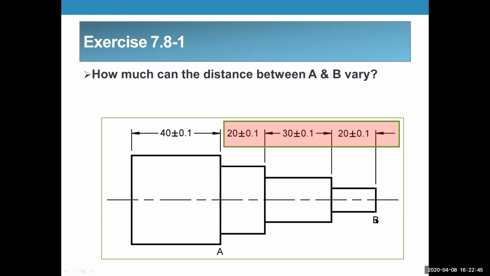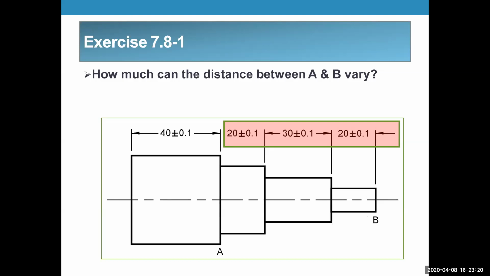All I got to do is add up the dimensions. 110? No. 110 is the overall from here to here. That's 70, right? 30 plus 20 plus 20. Because these dimensions define the distance from here to here, here to here, and here to here. So that's the distance between A and B. What's the tolerance between A and B? What's the tolerance on that dimension of 70?